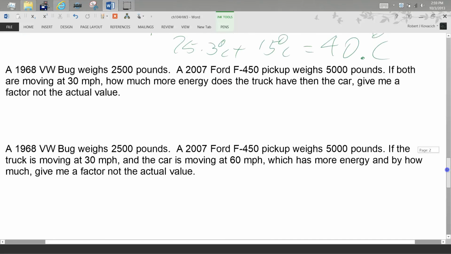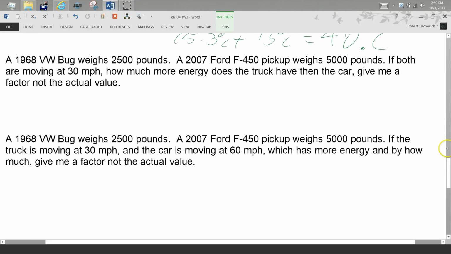So, yo, can we just use the equation in the book? Oh, totally. But, yeah, that's totally fine. I just never use any equations.